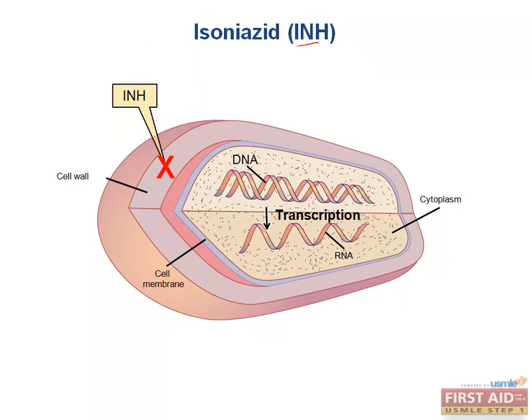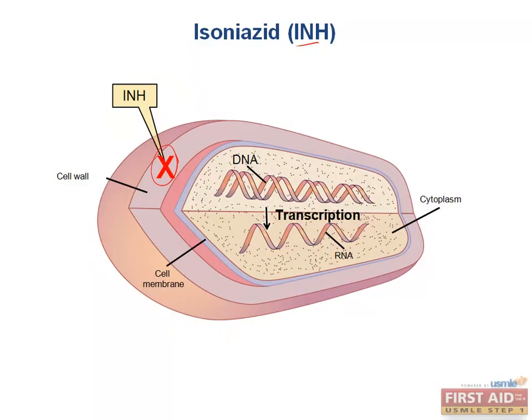So now we're going to go through these drugs that I just mentioned, starting with isoniazid. Isoniazid, also for short INH, inhibits the synthesis of mycolic acids that are part of the cell wall of Mycobacterium tuberculosis. This is illustrated in this image.